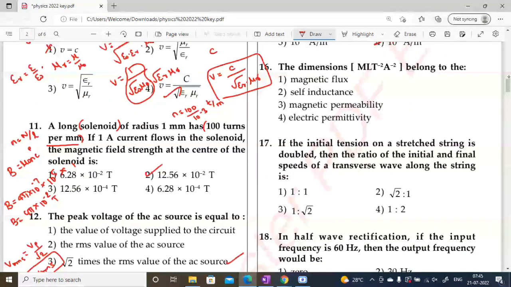So the dimensions MLT power minus 2 into A power minus 2 is actually magnetic permeability. So when you use magnetic permeability equations, maybe from our Biot-Savart law, you will be getting the equations directly, right? So these sort of dimensions have been asked directly. Every year we can expect dimensions which can be directly asked in the exams. So somehow we can manage it.